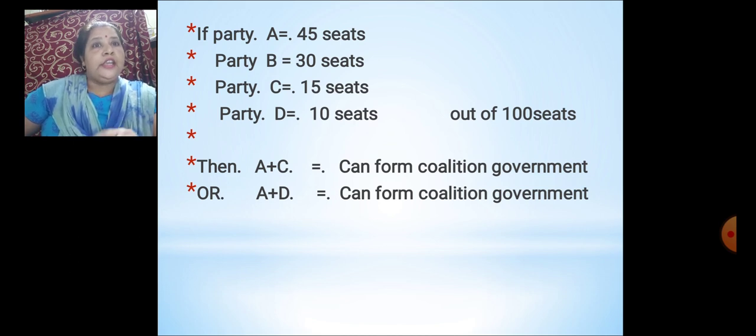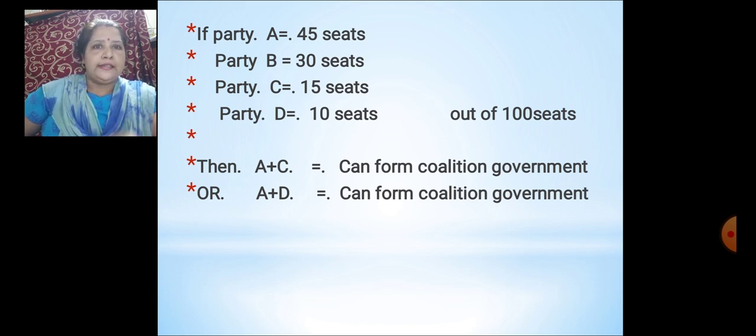So here, let's see who is having more seats. Yes, party A is having more seats. So party A can form a coalition with some party. Suppose party A joins up with party C. Then 45 plus 15 seats, it will become 60 seats. That is more than half of the seats. Then they can form the coalition government.